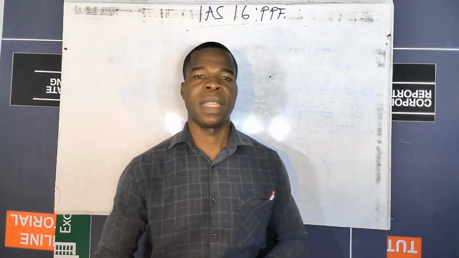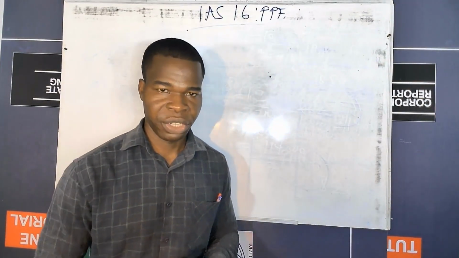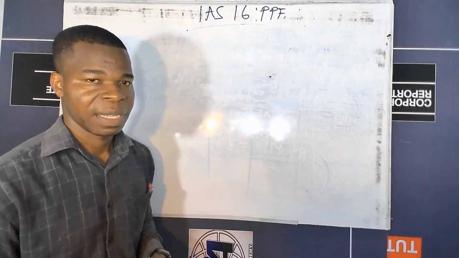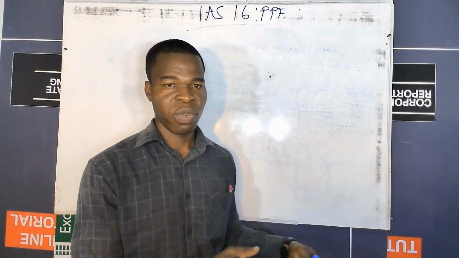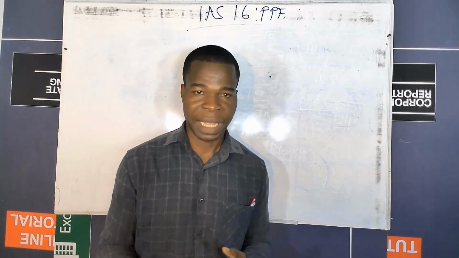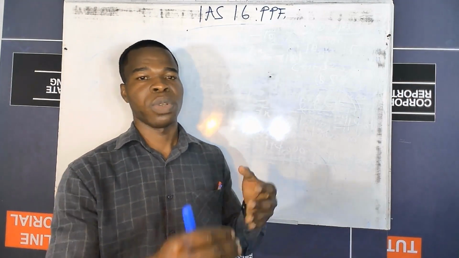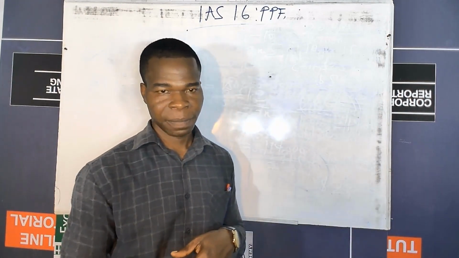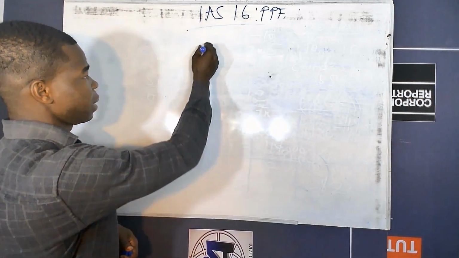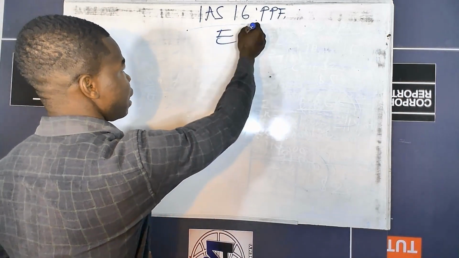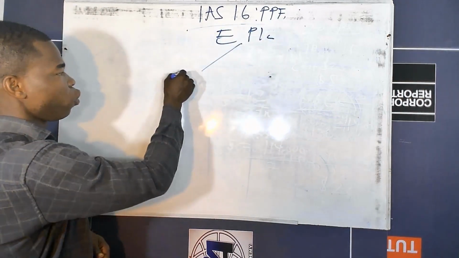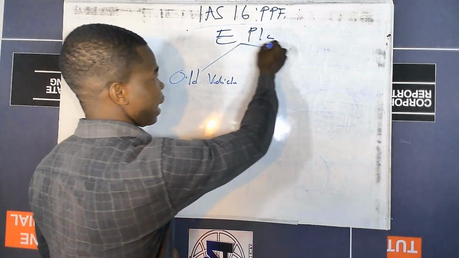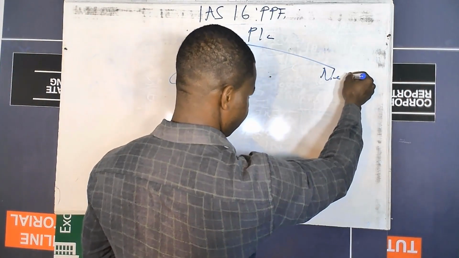Alright, so let's look at another important thing under depreciation. Like I established in our previous lesson, there are sometimes that you'll be required to exchange a new asset for an old one that is being used by the entity. So when that happens, what amount should be accounted for as the carrying amount of the new asset that is acquired? So let's say we have an entity here, let's say EPLC, and it has an old vehicle and wants to exchange it for a new vehicle.